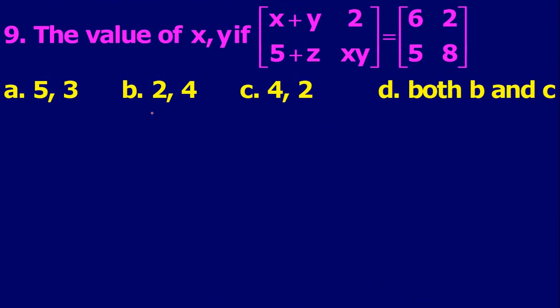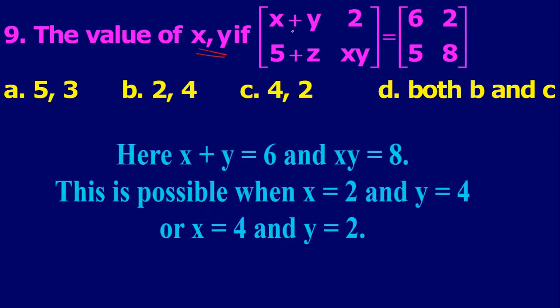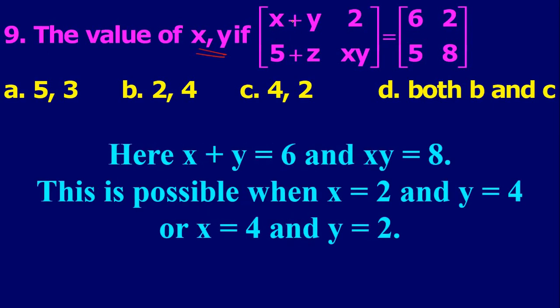Now next question. The value of x and y if the matrix x plus y, 2, 5 plus z, xy equals the matrix 6, 2, 5, 8. Whether it is 5, 3, or 2, 4, or 4, 2, or both B and C. Now here we have to find x and y values such that these two matrices are the same. Now when you compare this, we get x plus y equal to 6. So first element x plus y, and this side we have 6. x into y equal to 8.